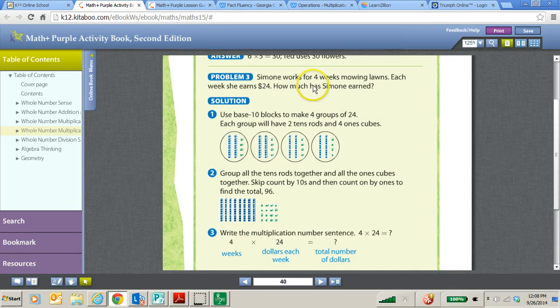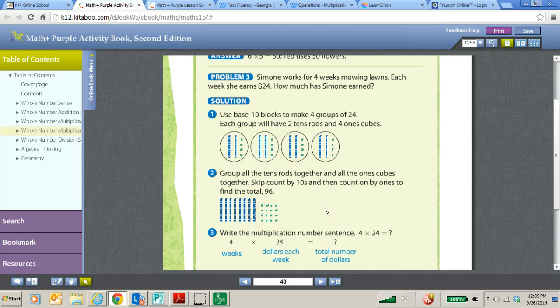So when we have Simone works for 4 weeks mowing lawns, each week she earns $24. How much has Simone earned? We have 24 plus 24 plus 24 plus 24, 4 times. And so we can then count up our tens. We have 10, 20, 30, 40, 50, 60, 70, 80. And then we can start grouping our ones, whether we have 8, then 9, 10, so that would be 90, 91, 92, 93, 94, 95, 96. And you can see here they regrouped, and you could have your students circle 10 to make another group of 10.